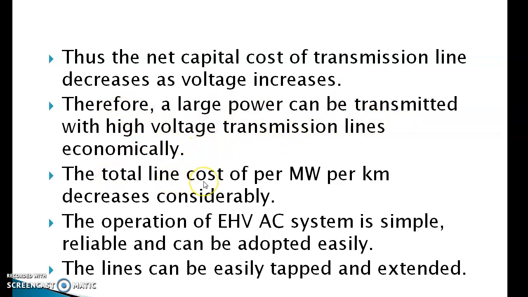The total line cost of power per megawatt per kilometer decreases considerably. The operation of EHV-AC transmission system is simple, reliable and can be adopted easily. The lines can be easily tapped and extended.